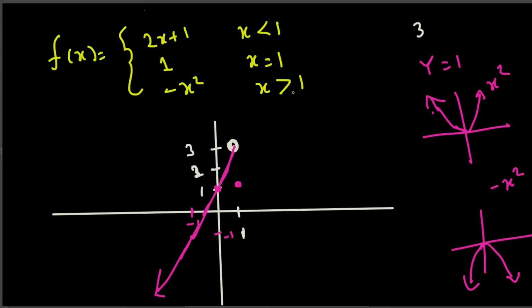So at 1, if you plug 1 into this equation, this is going to be negative 1 square, that's negative 1. So at 1 it is going to be negative 1, so we are going to have the open circle right here. And if you plug 2 for the x value, you're going to get negative 4. So the next point is going to be right here. So if you draw the parabola, it's going to go like this, to the negative infinity.